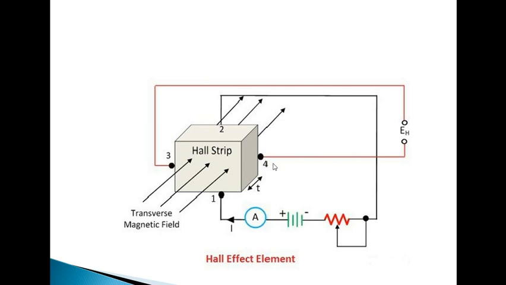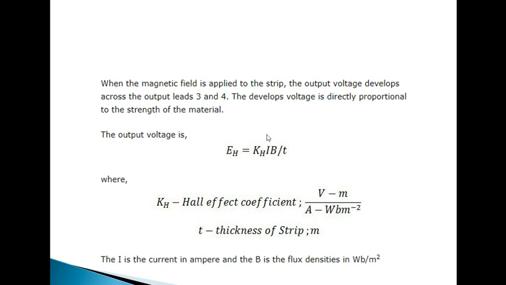But as soon as we place this current carrying strip in a transverse magnetic field, across points 3 and 4 a voltage will be developed, given by EH. That output voltage is given by EH = KH I B / T, where KH is the Hall effect coefficient, T is the thickness of the strip in meters, I is the current in amperes, and B is the flux density in Weber per meter square.